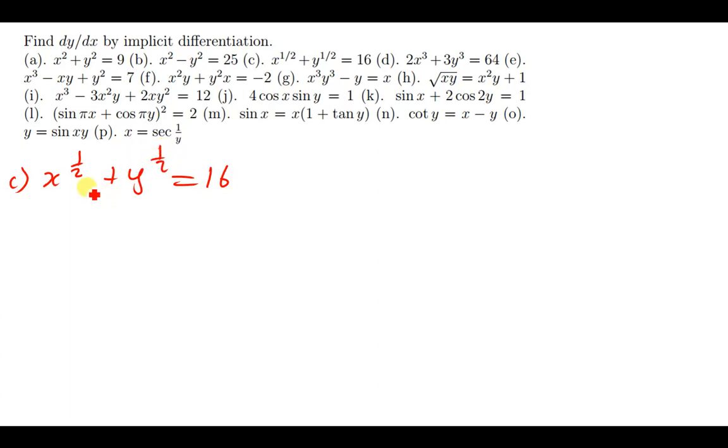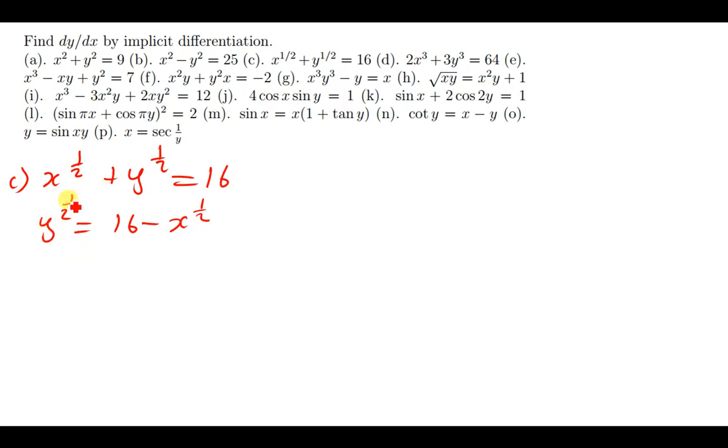So what we are going to do is this: if I want, I can first take this x to the other side of the equal sign, so that I just remain with y this side. So I'm going to have y to the power half is equal to 16 minus x to the power half. But if you want, you can first differentiate it and then take everything to the other side of the equal sign, so that you just remain with dy dx this side.